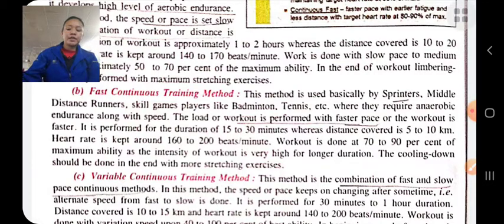So the first point is continuous training methods. We do the activity continuously for a long period of time. In continuous training methods, there are three types: fast continuous, slow continuous, and variable continuous training methods. In slow continuous training methods, our speed is slow and the workout period or the distance is long. We do the activity for a long period of time, but the speed is slow. Therefore, it helps to develop aerobic endurance.